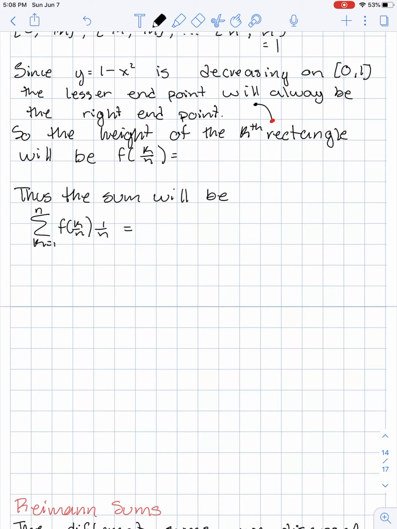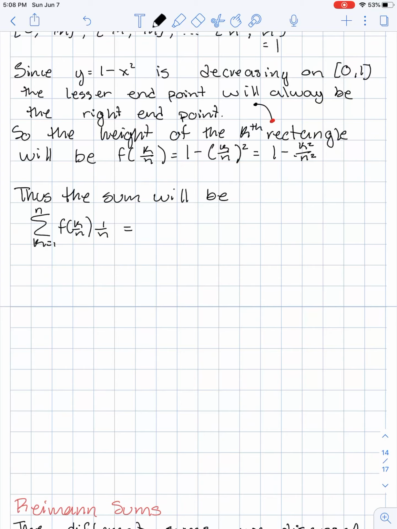So the height of the kth rectangle, we plug into our function y equals 1 minus x squared. I'm using k here to work with that sum. So we have 1 minus, and wherever there's an x, I'm going to put k over n. Then I can simplify that to 1 minus k squared over n squared.